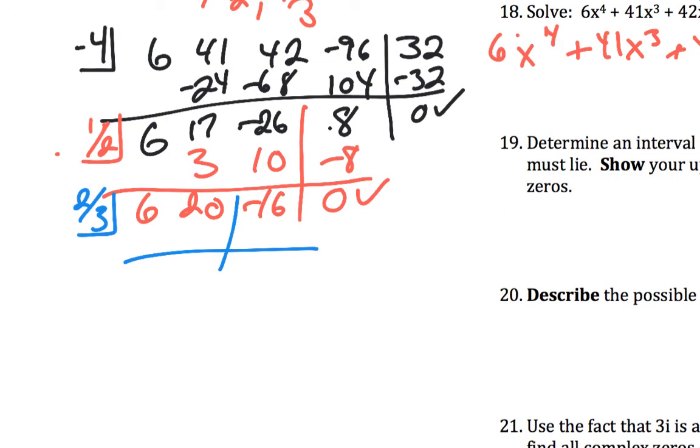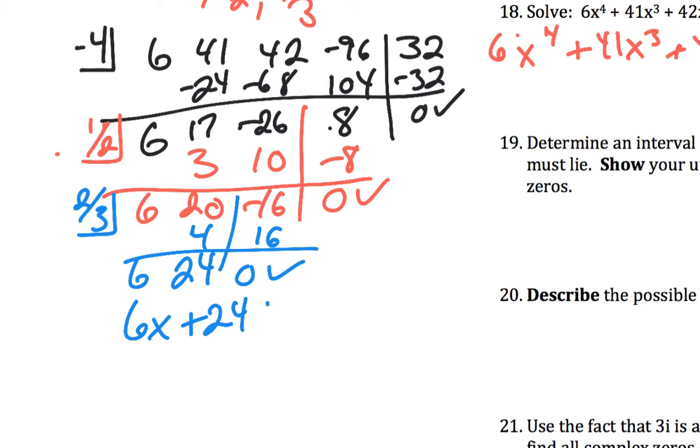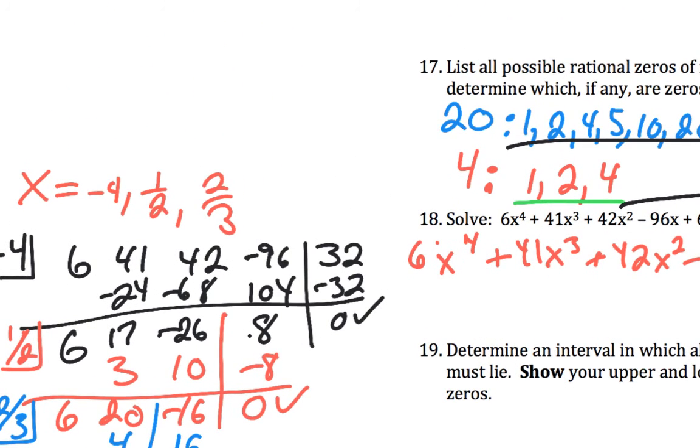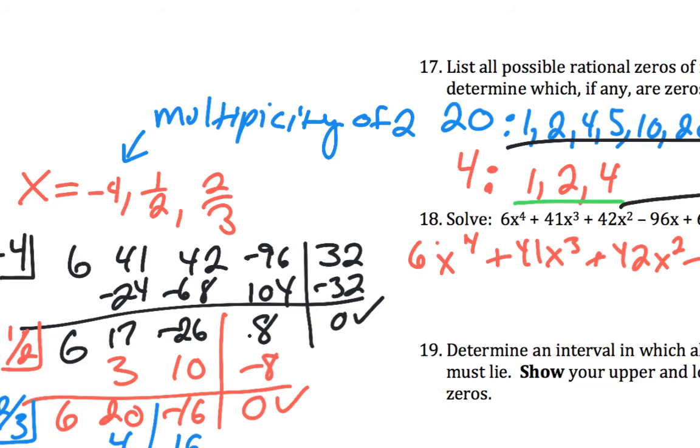Then when I do that, drop the 6, multiply by 2/3, I get a 4. Add 20, that's 24. Multiply by 2/3, that's 16, and I get 0 again. Woohoo! So then I have a 6x plus 24 equals 0. Let's see what that comes out to be. I know what it is from the graph, because it was tangent to the x-axis at negative 4, but we're going to just double check it to be sure, which meant that I could have done negative 4 twice in the box, but I didn't. I wanted to do it this way, and it came out to be a negative 4. So my answers are this, and the negative 4 has a multiplicity of 2, because it showed up twice.